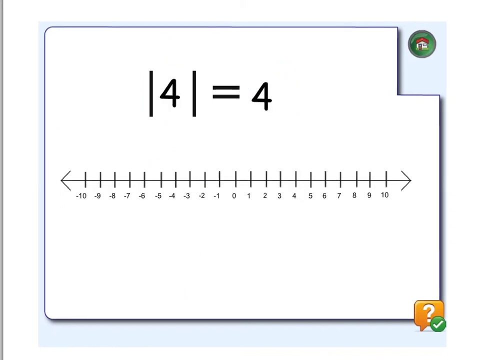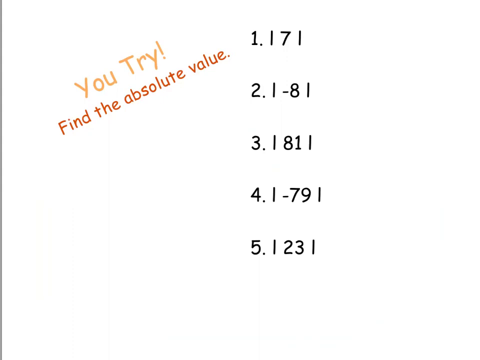But what if a positive 4 went through our car wash? So if a positive or a clean number goes through the car wash, it's just going to come out clean. It's not going to add dirt or add a negative. And think of it this way. We're going 1, 2, 3, 4 spaces from 0 on the number line. It's still a 4. So like I said before, the absolute value is absolutely always positive. I'd like you to try these, so please pause the video. Okay, you should have gotten the answers 7, 8, 81, 79, and 23.